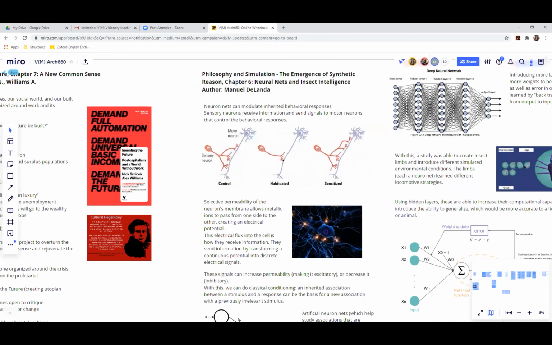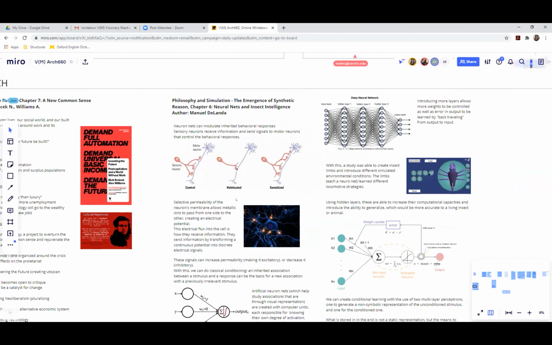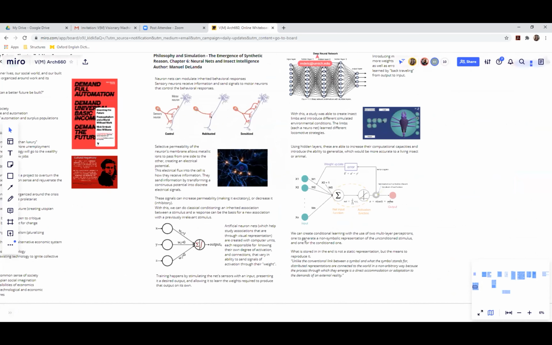Yeah, and my chapter was Neural Nets and Insect Intelligence by Manuel Delanda. It was really interesting because it taught us the background of what's happening in these neural nets while we're doing these style transfers and different training. So while the example was about insect limbs, it really just taught how a neural net can be trained.